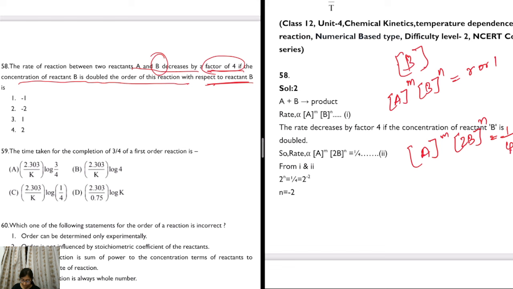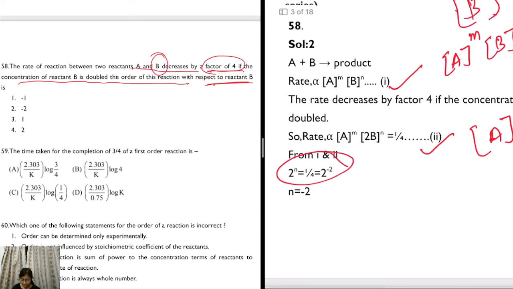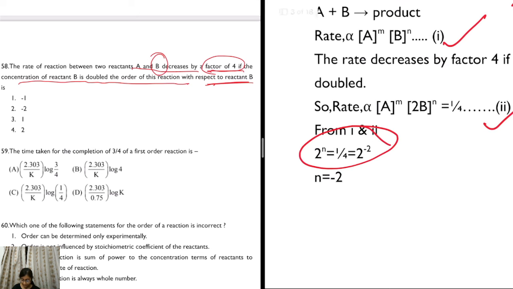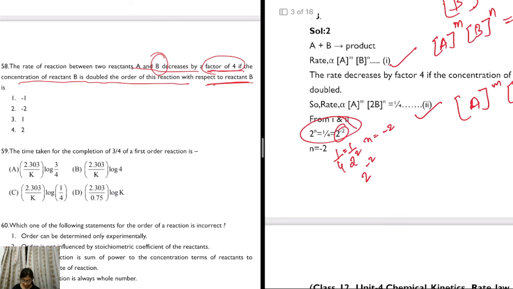So from equation 1 and equation 2, when we compare, this is what we will get. And finally, on comparison, n would be equal to minus 2. How did I write this? 1 upon 4 can be written as 1 upon 2 to the power 2, that is 2 to the power minus 2. Okay, let's see the next question.